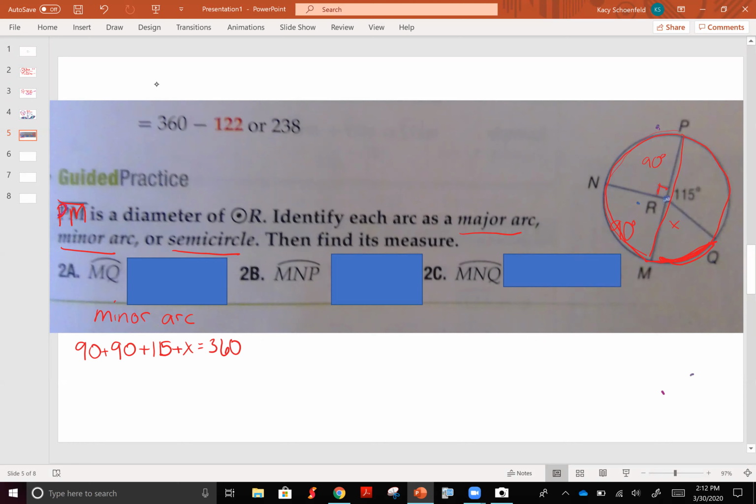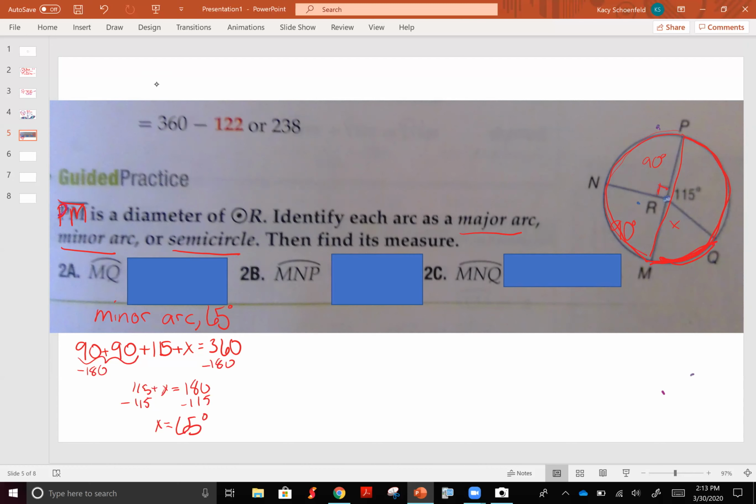I would usually just recognize that this right-hand side is a semicircle. Not all of them might be that, so it might just be a good habit to get into. When you add all of these things up, you would subtract 180, since these two things make 180. So I subtract that right away, and then I have 115 plus X equals 180. Then I subtract 115, and I have X equal to 65 degrees. So I have two answers: minor arc and 65 degrees.